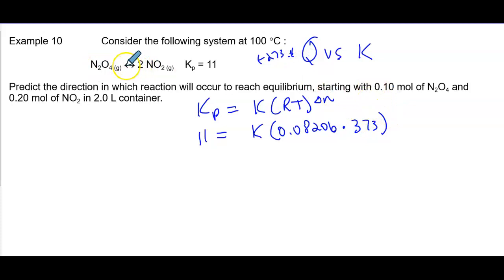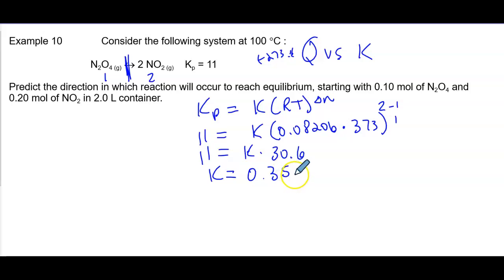My Δn, if you think about it, remember Δn, we'd split the reaction and we say 2 total moles on this side and 1 total mole here. We take products minus reactants, 2 minus 1 gets me a 1. So then we're going to calculate this. When I did that on the calculator, I got 30.6. 11 is still here, so now we're going to take 11 divided by 30.6, and I get K to be 0.359.